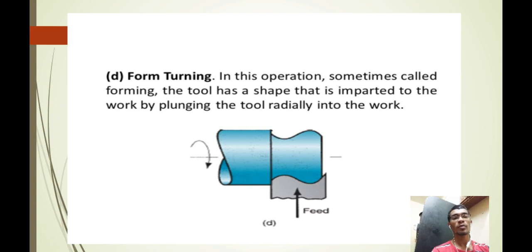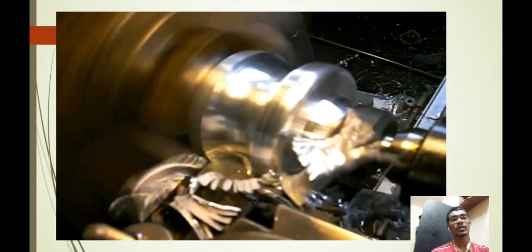Form turning. In form turning, the tool bit does not move parallel to the axis of the workpiece, but it moves perpendicularly to the axis of the workpiece. Whatever the shape of the edges of the tool bit is given to the workpiece. Let's see in the video how actually the turning process occurs.